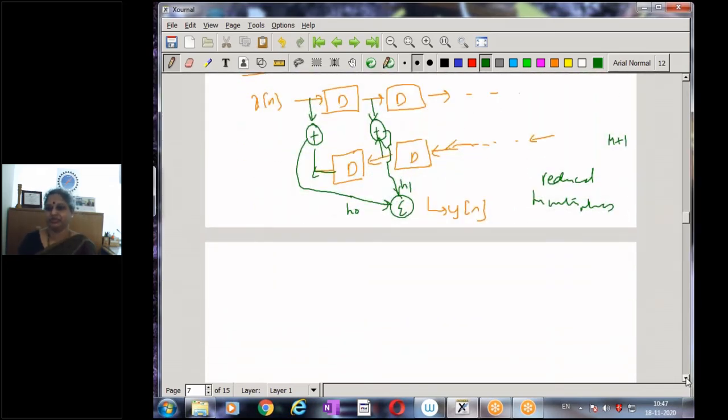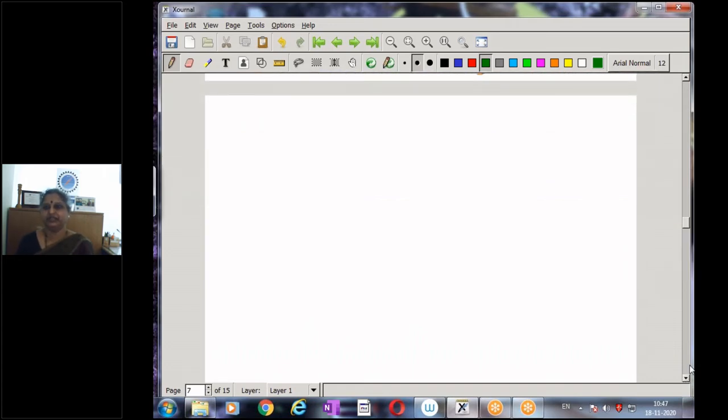So now, having seen the procedure for FIR filter design, let's take an example. Say our aim is to design an FIR filter which is a low pass filter having a cutoff frequency omega c and of some length n. So this is the problem statement: design an FIR filter, which is a low pass filter having a cutoff frequency omega c and of duration n.